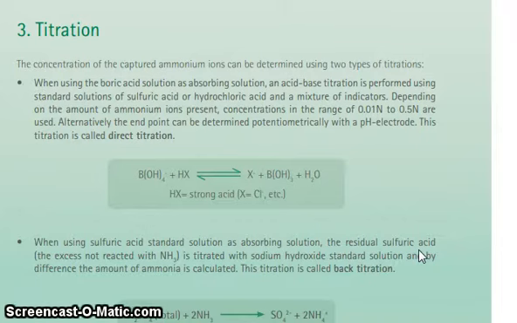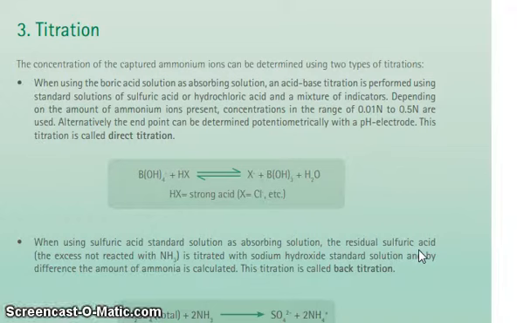Alternatively, the end point can be determined potentiometrically with a pH electrode, and this titration is called direct titration. Boric acid plus HX gives X minus, BOH thrice, plus water. H is a strong acid, X is equal to Cl.